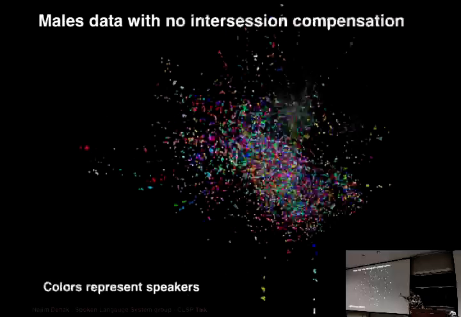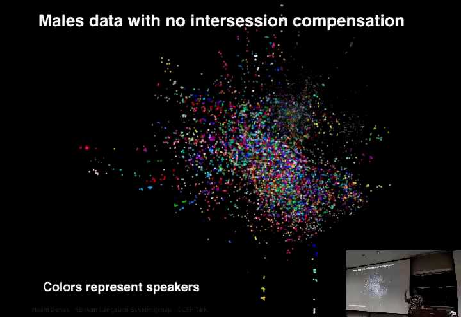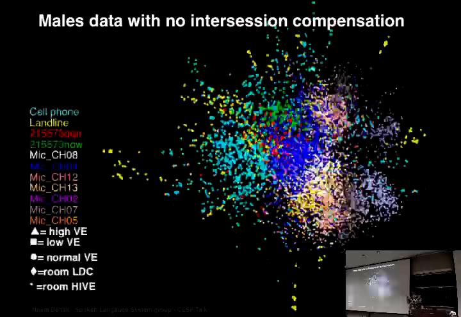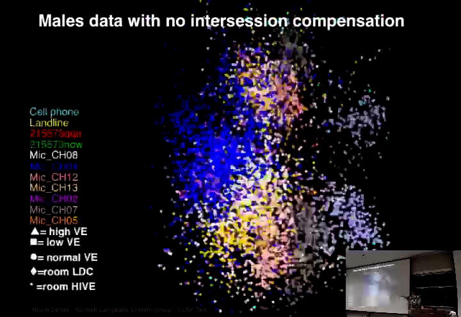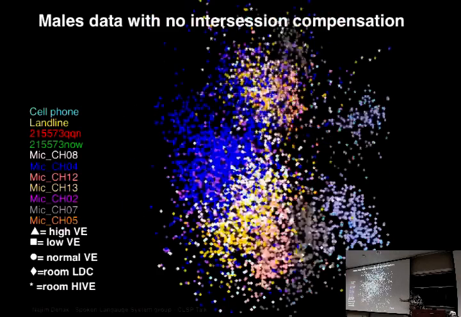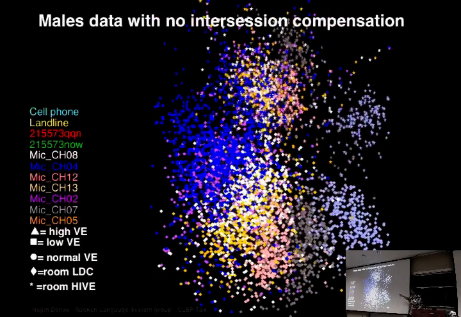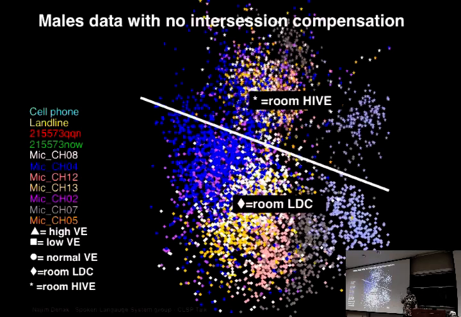So this is male. When we remove channel compensation, we also lose the speaker clustering. So it's also the channels. For example, this is the telephone data, and this is the microphone data, and you can still see the different channels and the different separation between the rooms.